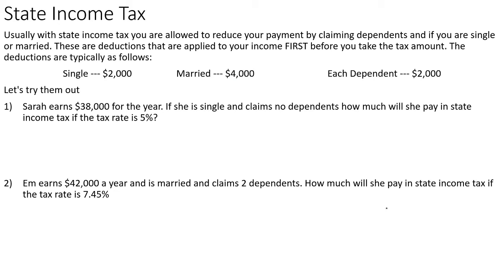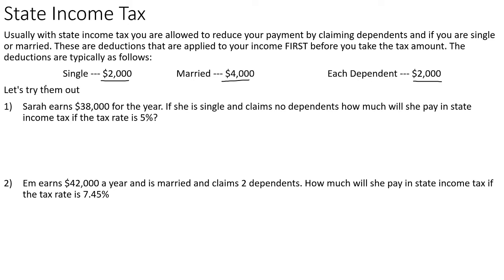So state income tax is a little bit different. Actually, it's not too much different, but it's usually based off a flat percentage that's applied to what you earn in a year. So again, it's more of a yearly thing than a weekly thing. But you do get deductions, so you get to take out $2,000 if you're single, or $4,000 if you're married, and then each dependent you claim is usually 2,000. Now these kind of vary state by state, but that's the general outline for them.